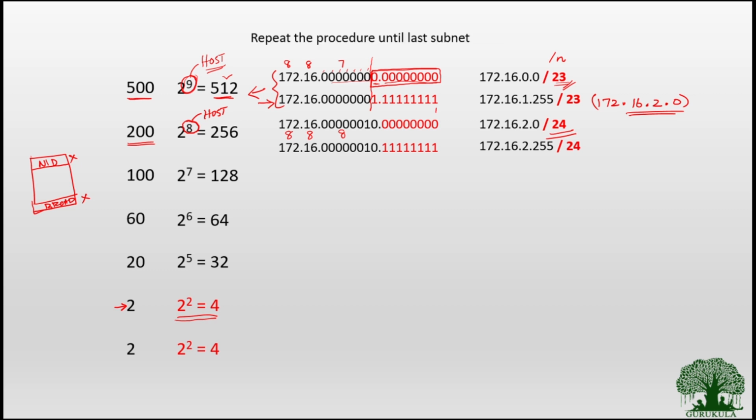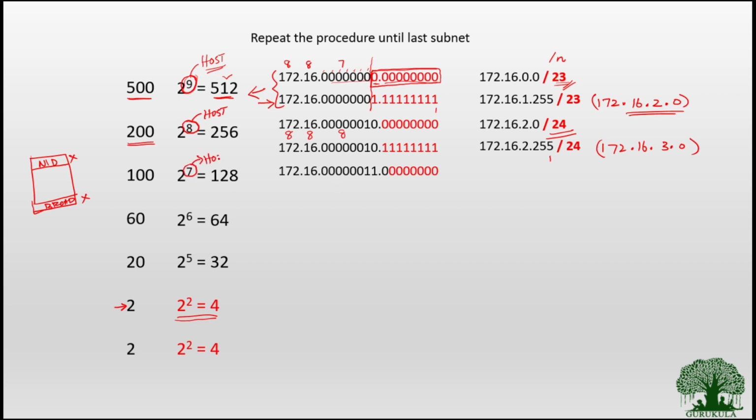Correct. So what is the next step? We will have to write the immediate next IP addresses. You will have to repeat the same procedure until the last subnet. So what is the next IP address of this? You will have to add 1 here. If I add 1, what will I get? I will get 172.16.3.0. This will be my next IP address. So I will write that in binary representation here.